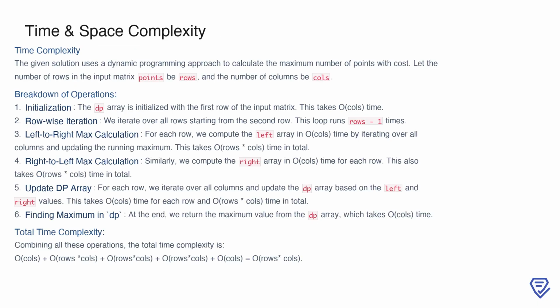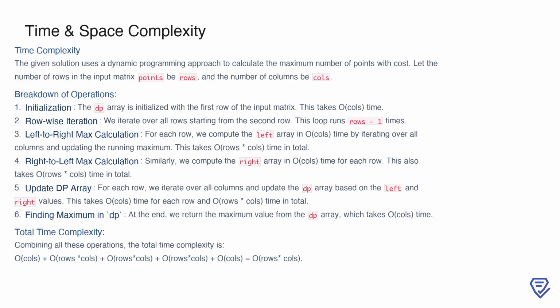To analyze the time complexity of the solution, we start by noting that the dynamic programming approach involves several key steps. First, we initialize the dp array with the values of the first row, which takes O(cols) time. Then, for each subsequent row, we iterate over all columns. Within this iteration, we calculate the left array by updating a running maximum as we move from left to right, and this computation takes O(cols) time for each row.